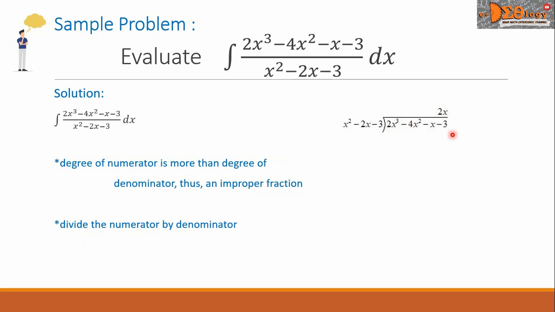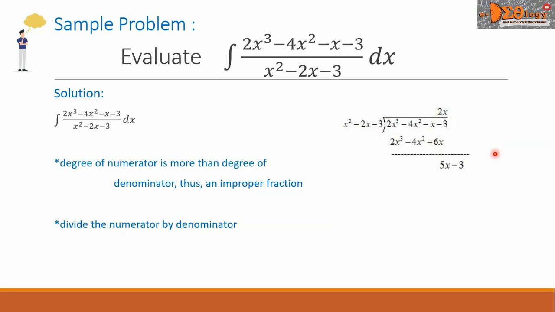When we divide, we will get 2x. Then 2x multiplied by each term of the divisor, we will get 2x cubed minus 4x squared minus 6x. We subtract the dividend by this polynomial down here. The final answer is 5x minus 3. It means 2x is the quotient. We have the remainder 5x minus 3, and the divisor is x squared minus 2x minus 3.